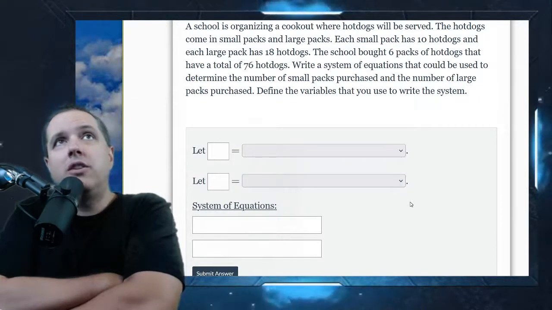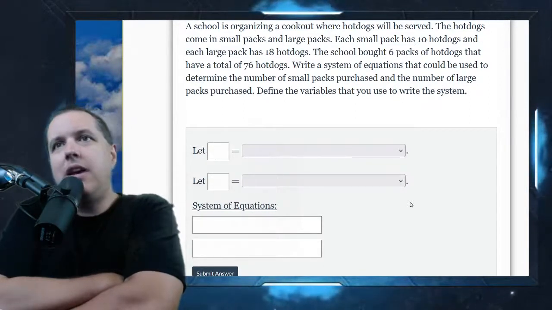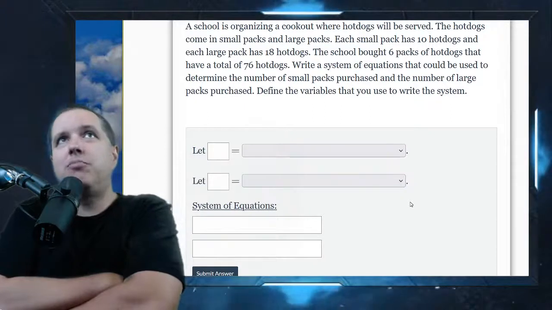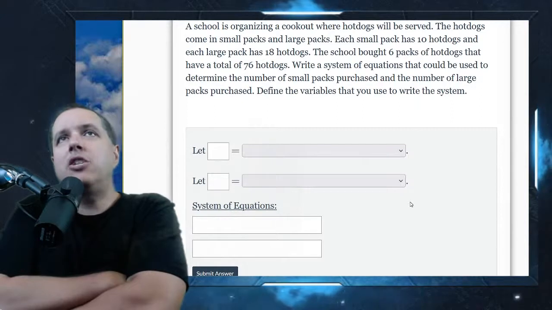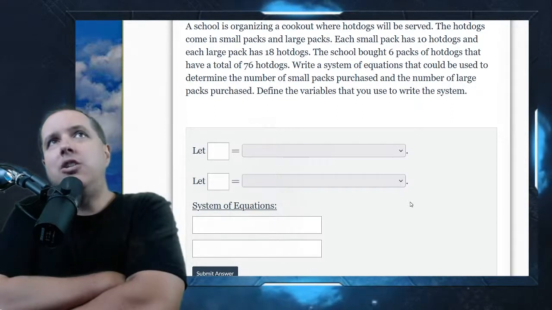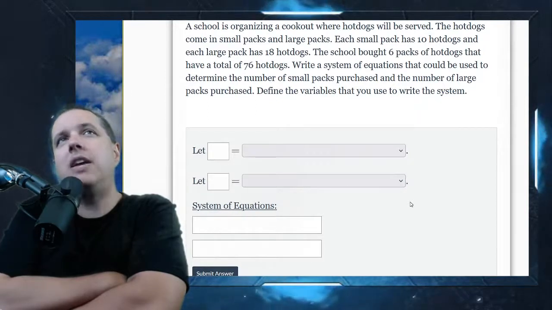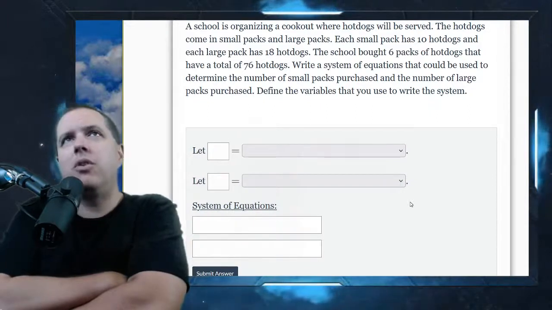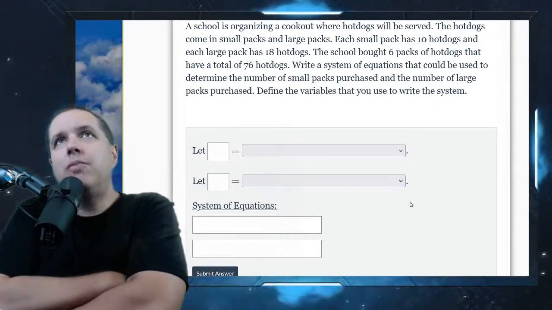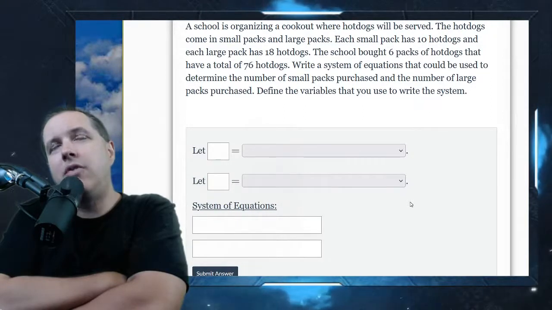Okay, the hot dogs come in small packs and large packs. Okay, so we can buy different types of packs, and whatever our organization is probably trying to keep it cheap, so we've got to figure out what makes the most sense. Okay. Each small pack has 10 hot dogs, and each large pack has 18 hot dogs. Okay, so I can either buy packs of 10 or packs of 18, or some combination. In reality, we're probably buying a combination of them. Okay. The school bought 6 packs of hot dogs that have a total of 76 hot dogs. Okay, so 6 packs, total number of hot dogs is 76.